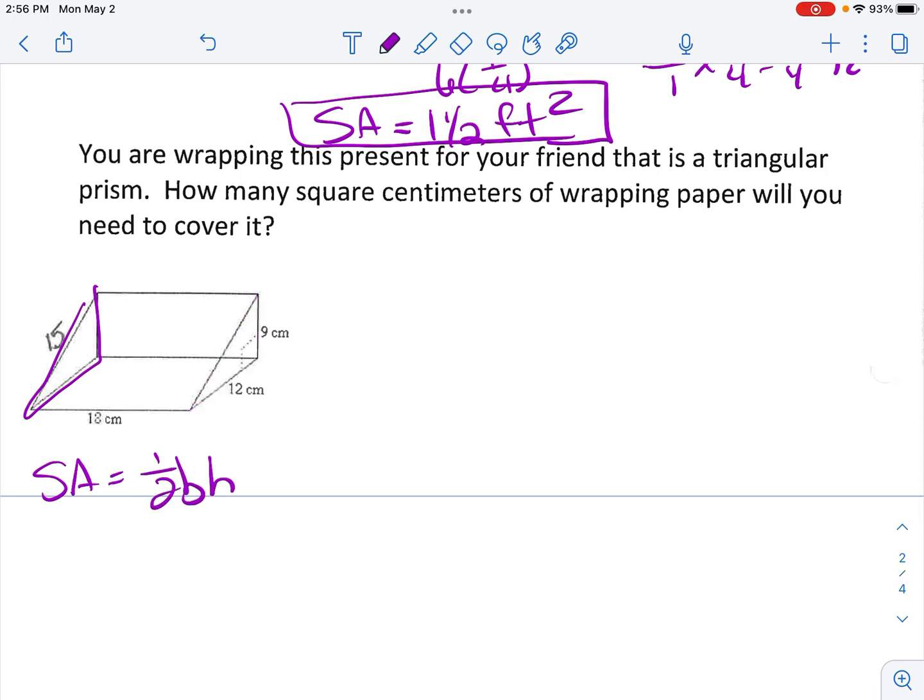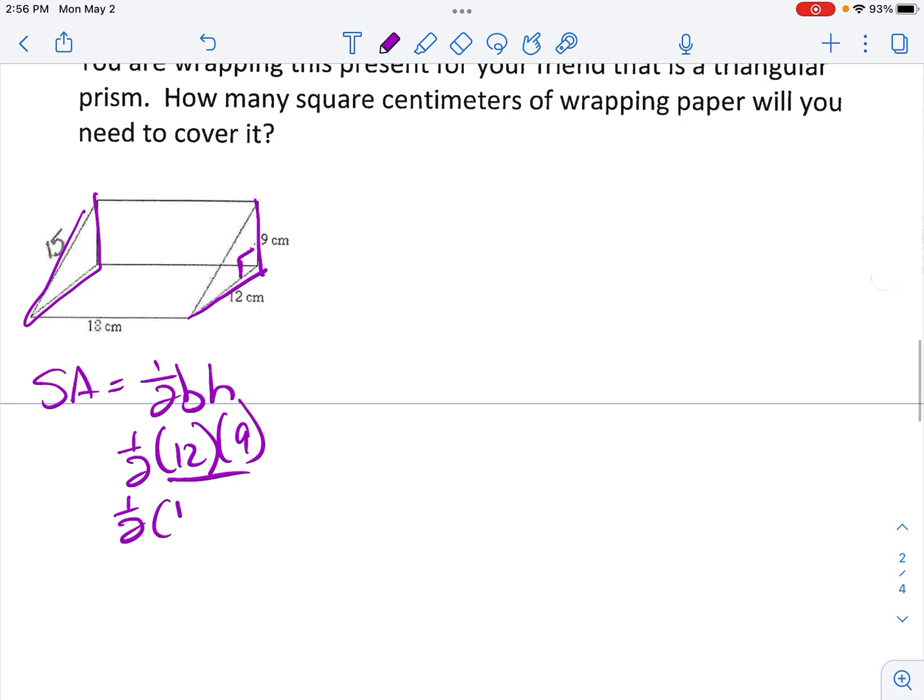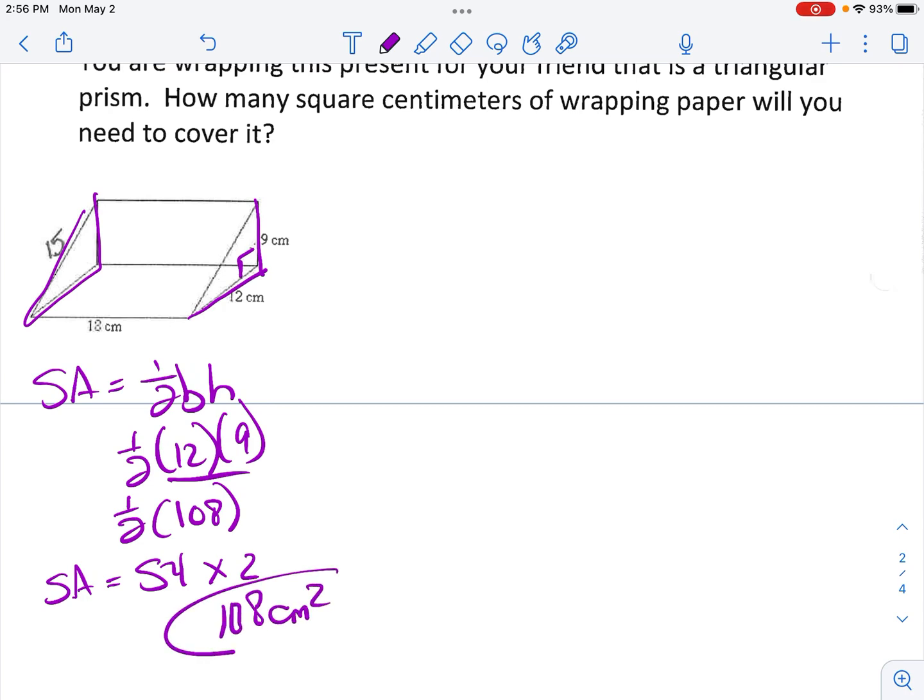Remember, we're always looking for this right angle. That tells you 12 is the base and 9 is the height, 15 is the diagonal. We don't use that. So base is 12, height is 9. 12 times 9 is 108. Half of 108 is 54, and there's 2 of them. So we're right back to 108 centimeters squared for the 2 bases. Okay, then we have the lateral faces.